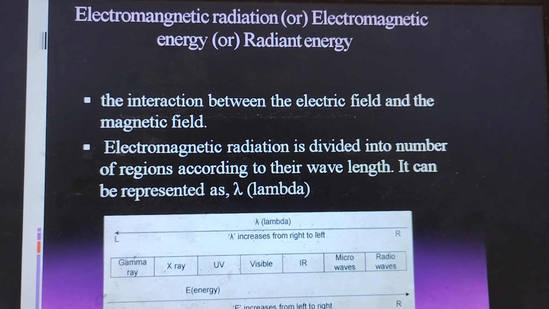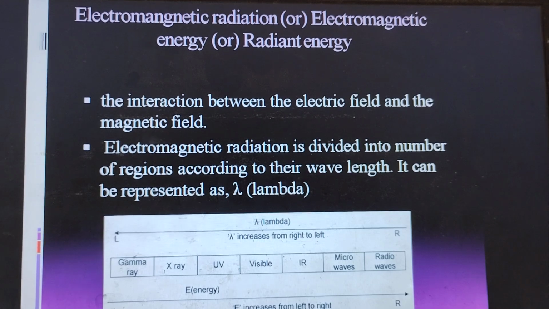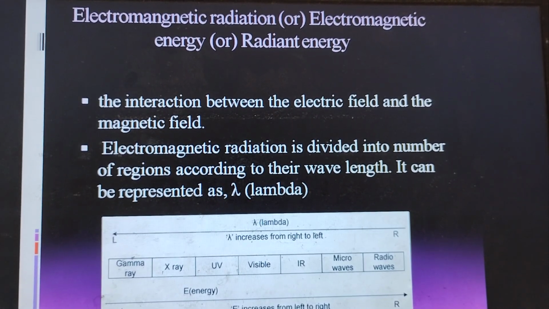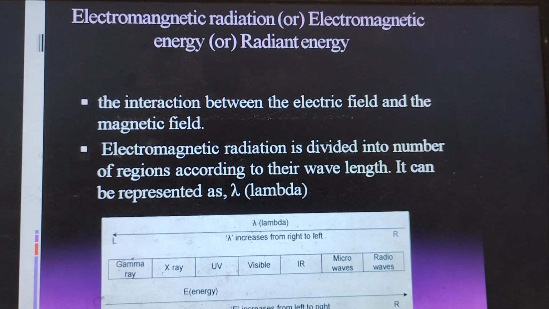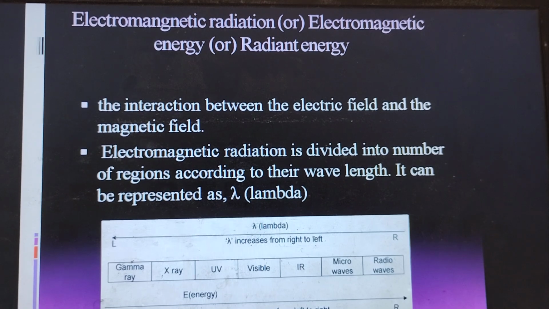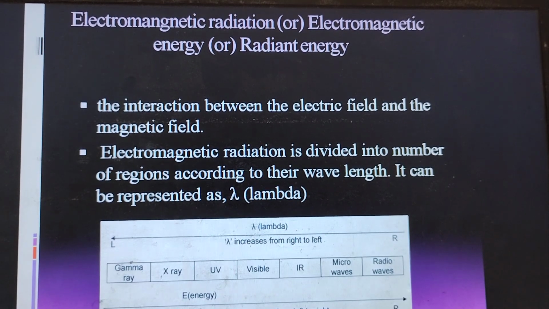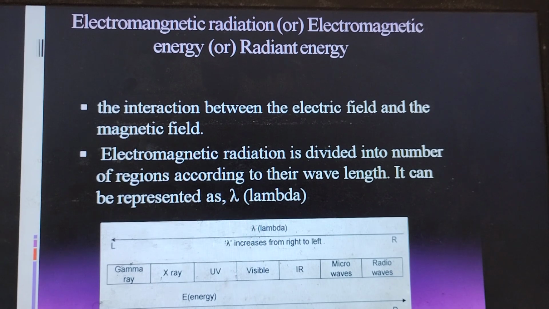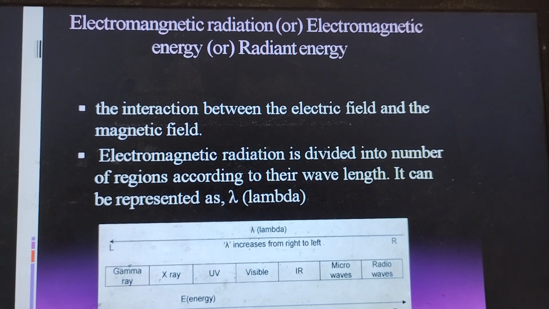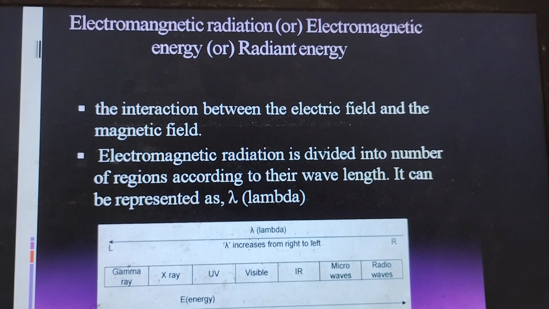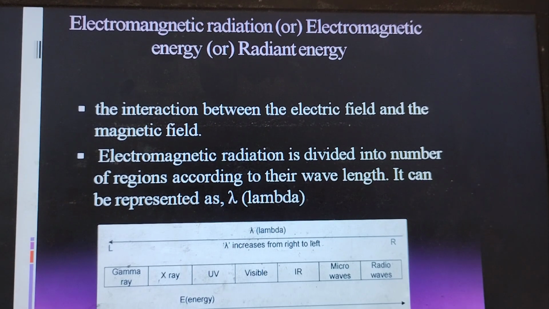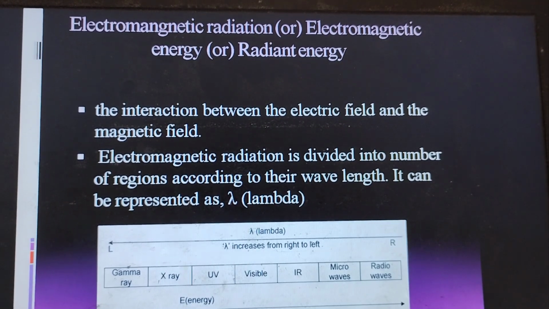Shall we go to the definition of electromagnetic radiation? First point, the interaction between the electric field and the magnetic field. Second one, electromagnetic radiation is divided into a number of regions according to their wavelength. It can be represented as lambda. So the electromagnetic radiation produces a number of spectroscopic studies, and the regions are defined according to their wavelength.